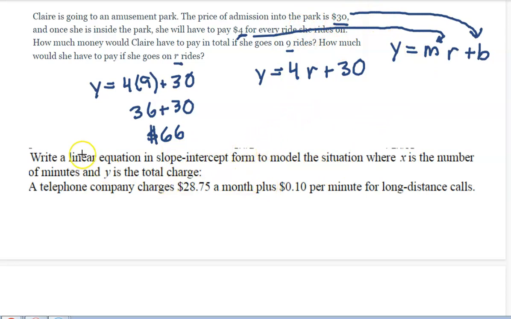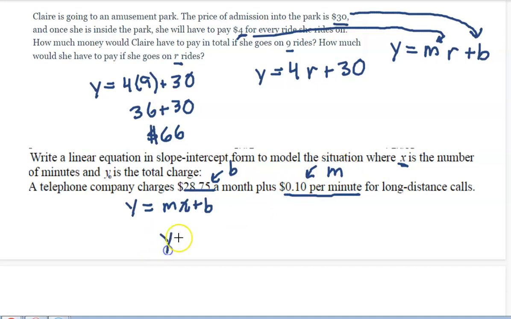Okay, write a linear equation in slope-intercept form to model a situation where x is the number of minutes and y is the total charge. A telephone company charges $28.75 a month plus 10 cents per minute. I love it. Okay, so we know that y equals mx plus b. The flat fee right here, $28.75, that's your b. This 0.1 is our slope.